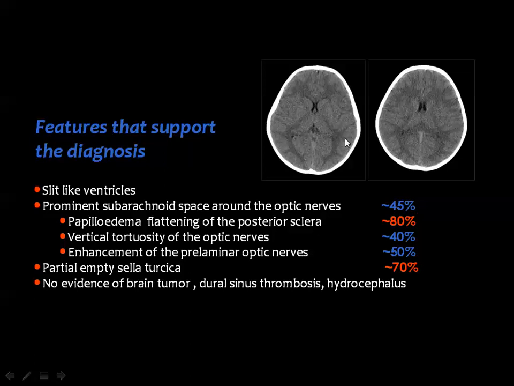of the midline structures. Then the optic nerves will appear tortuous, and the site of attachment of the optic disc to the globe is flattened. And sometimes, if you inject contrast material, you get enhancement of the meningeal covering of the optic nerve. Also, one of the findings is the presence of empty sella, which is seen in about 70% of the cases, and there is no evidence of brain tumor, dural sinus thrombosis, or hydrocephalus.